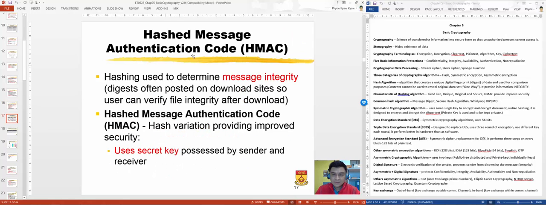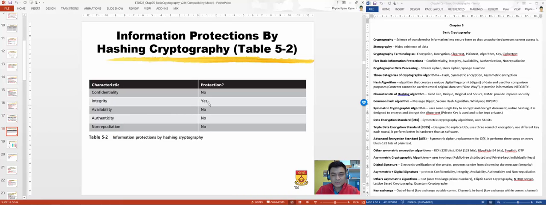Okay, let's talk about HMAC. This is another method of hashing, which is called hash message authentication code. It's a hash variation providing improved security. It uses a secret key processed by the sender and the receiver. Okay, it uses a key to generate the hash code. So hashing provides integrity of information protection, but the rest are no.